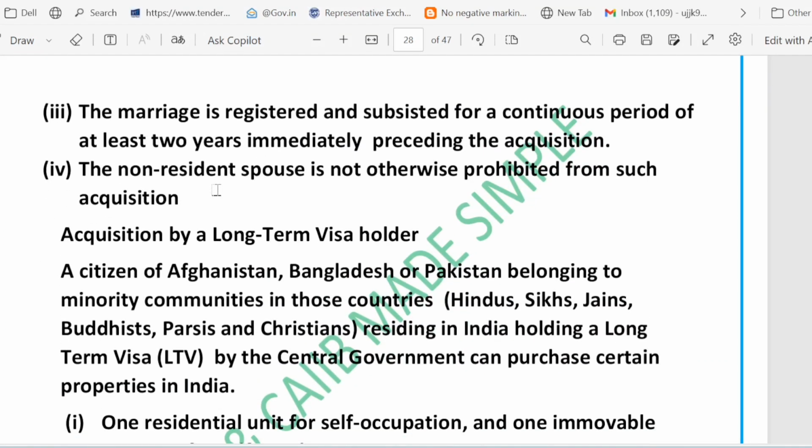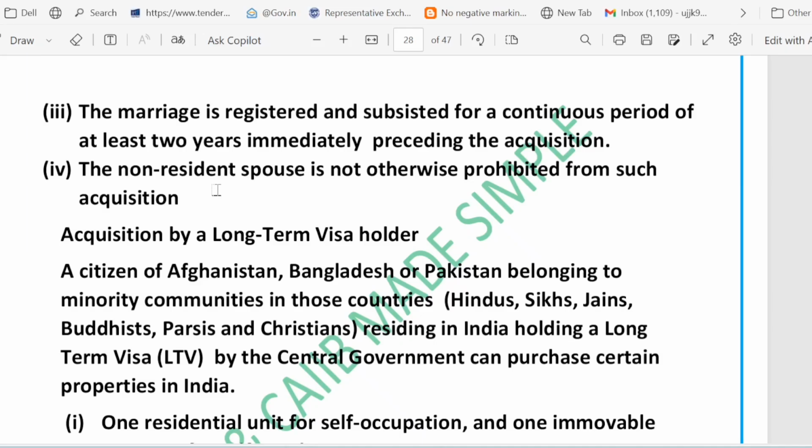Now friends, if you are thinking about buying property in India while living abroad, there are two special rules that you must know. So what are the two rules? The first is when a non-resident spouse can join you, and the second is when a long-term visa holder from Afghanistan, Bangladesh, Pakistan, who is from a minority, is allowed. I will explain both cases simply. First case is when a non-resident spouse can join you. Second case is when a long-term visa holder.